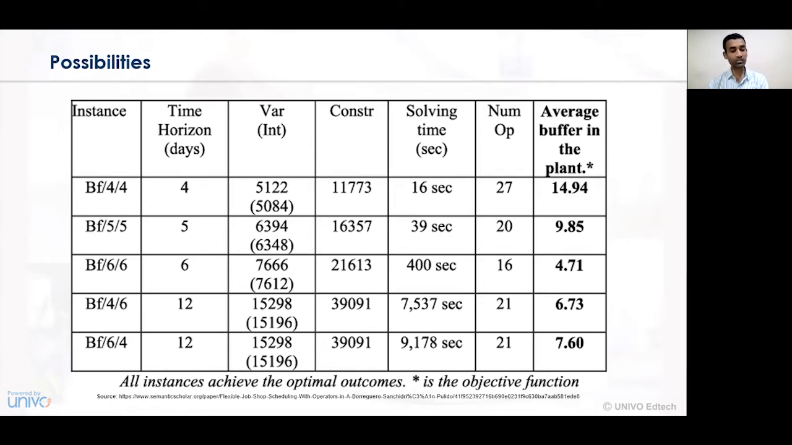In case of 4 by 4 buffer zones, it was 4. In case of 5 by 5, it was 5. In case of 6 by 6, it was 6. In case of 4 by 6, it was 12. And in case of 6 by 4, again, it was 12.